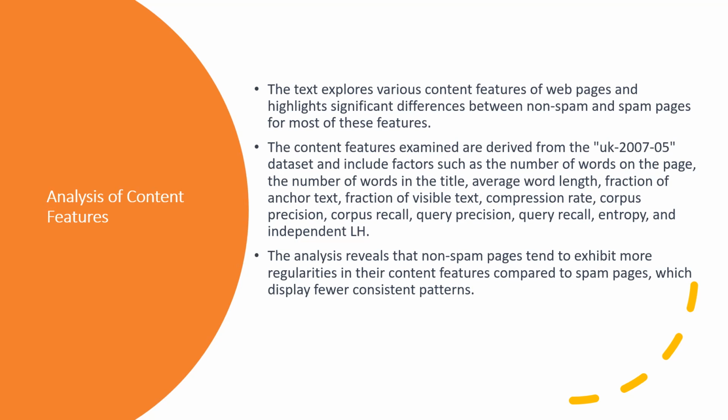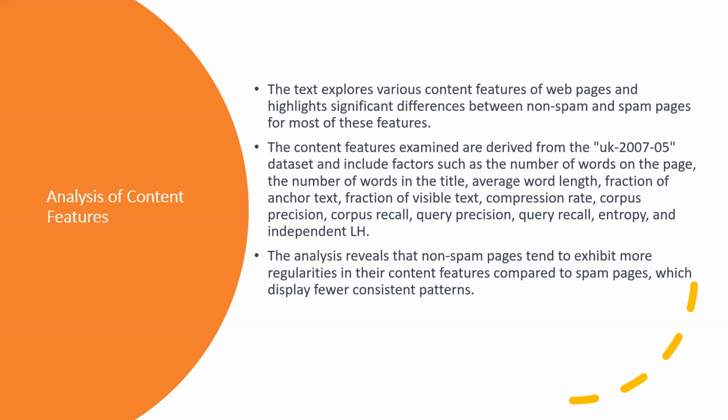The content features examined are derived from the UK 2007-05 dataset and include factors such as the number of words on a page, the number of words in the title, average word length, fraction of anchor text, fraction of visible text, compression rate, corpus precision, corpus recall, query precision, query recall, and entropy and independent LH. So actually, these are the features which have been extracted from the UK 2007-05 dataset.